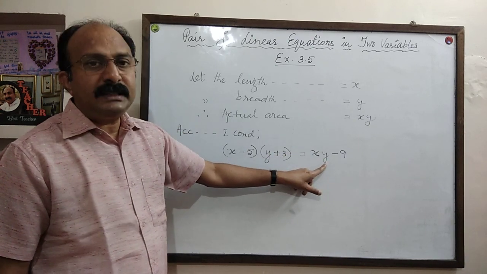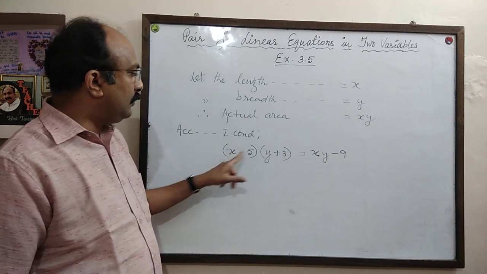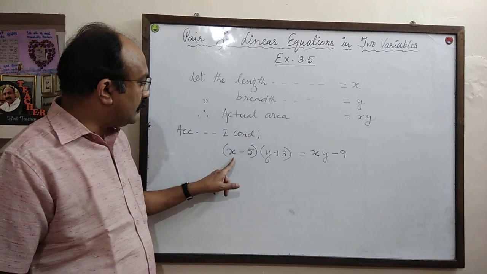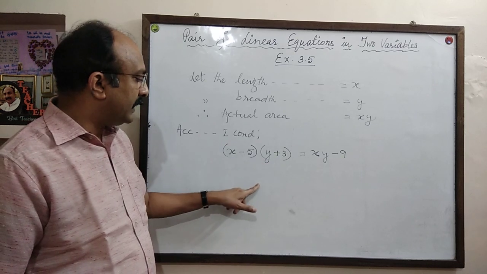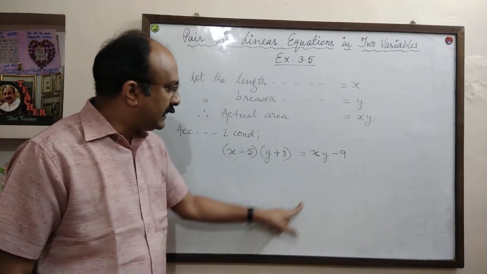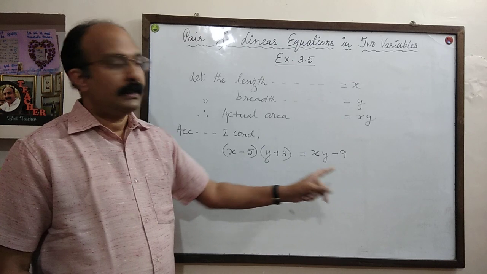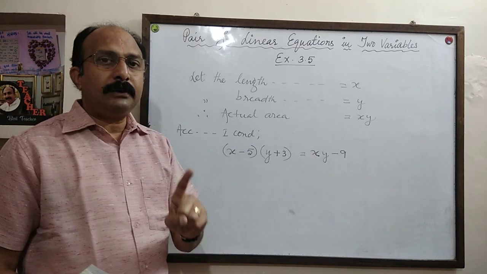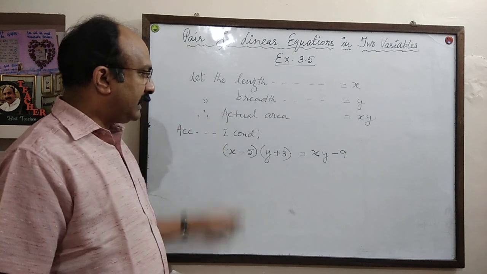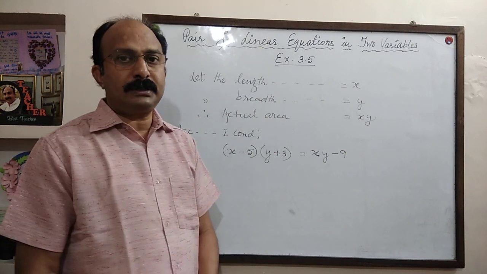Don't worry by seeing this xy in this question, because when you open this bracket, here also you will get one xy. First term will be x into y, xy. This xy and this xy will get cancelled. So, on solving this bracket, you will get an equation in x and y only. xy will get cancelled from both sides.